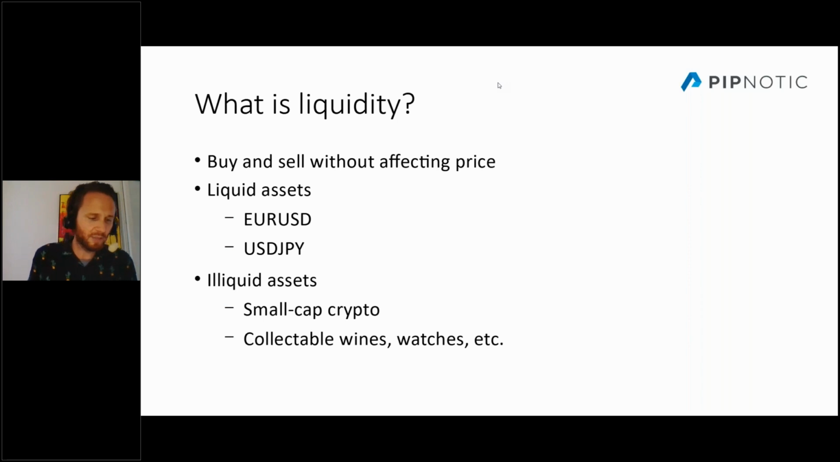And by buying a lot of it, maybe they put in $10,000 and that was enough to make the price of the asset go through the roof.